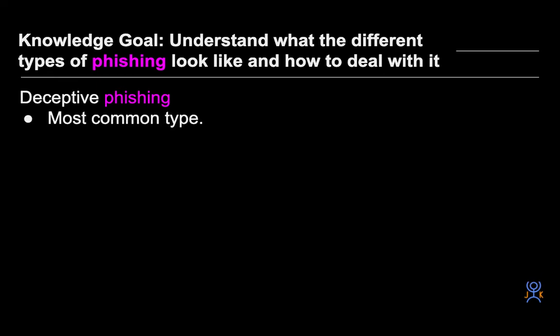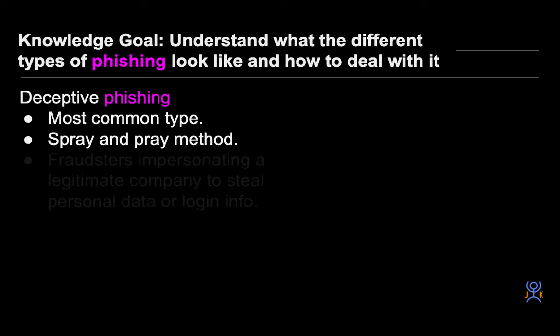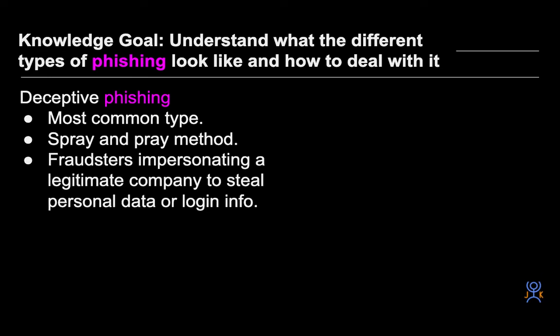There are two different types of phishing. There's deceptive phishing, which is the most common type. That's the one where they send loads and loads of emails out. It's called spray and pray. So just the bulk of these emails, hopefully statistically someone's going to open it and someone's going to fall for it. So fraudsters impersonating a legitimate company, for example PayPal, or we're going to see in a bit Morrison's, to steal personal data or login information.